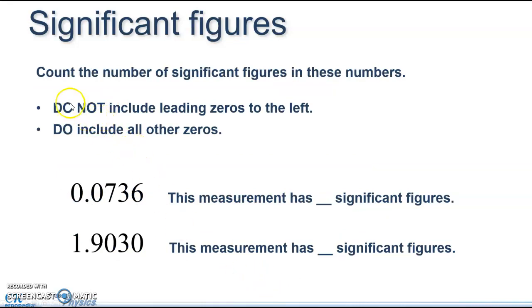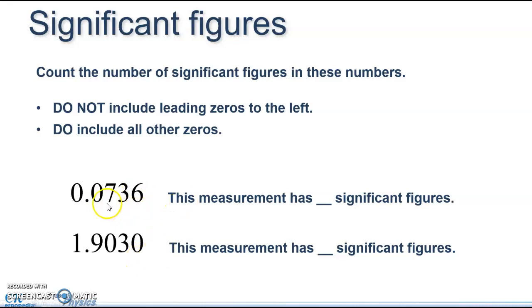All right, let's see. Count the number of significant figures. Do not include leading zeros to the left. Do include all others. That's dangerous right there, because there's one condition where trailing zeros are not significant. I imagine in this physics book they'll probably report with scientific notation a lot. But anyways, the rule I usually use is if there's a decimal point expressed, trailing zeros are significant. If there's not a decimal point expressed, trailing zeros are not significant.